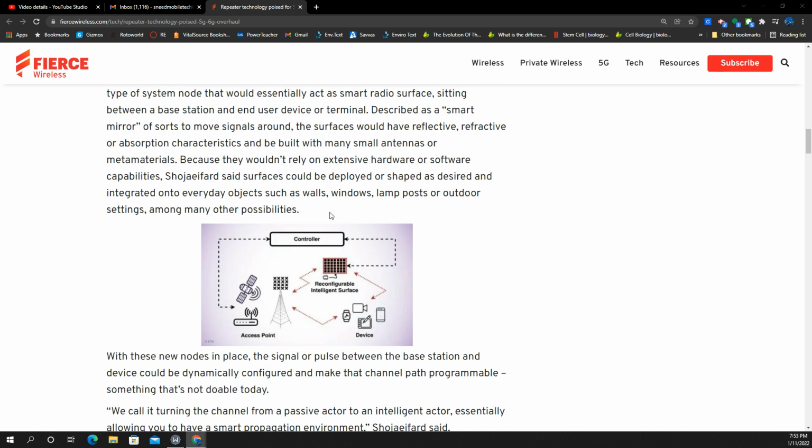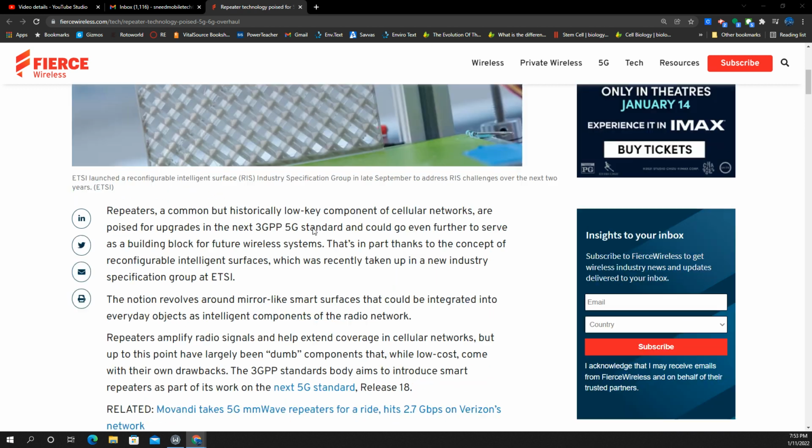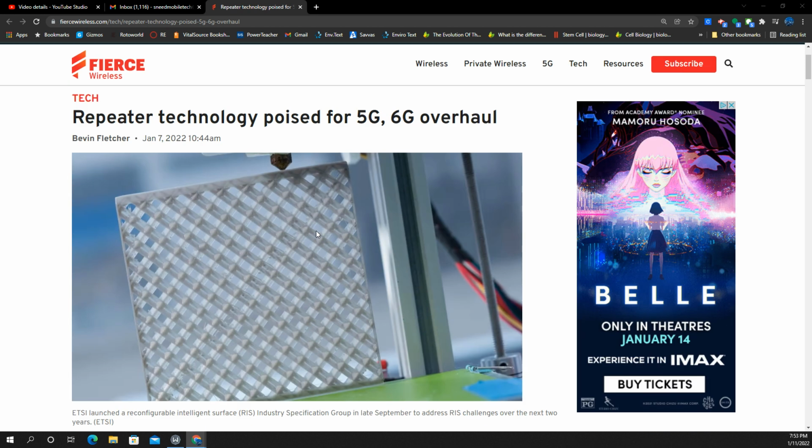This is a cool tech. Very nice. Tell me what you guys think of the technology. Tell me what you think of the capabilities and what this is going to mean for 5G and 6G.